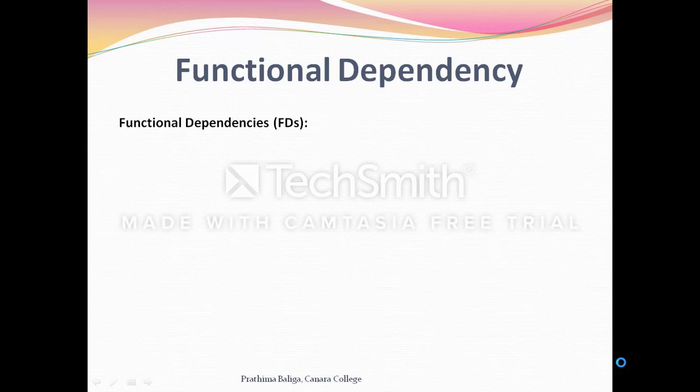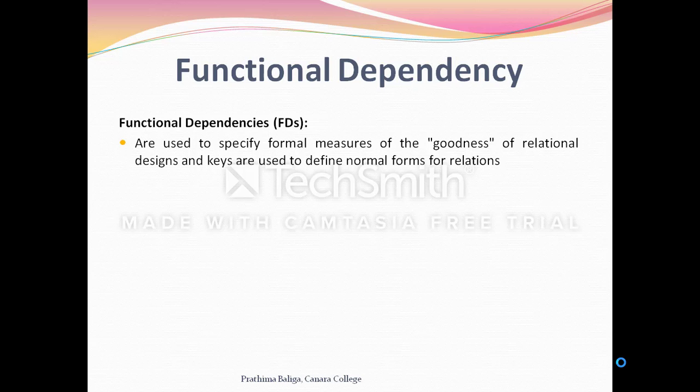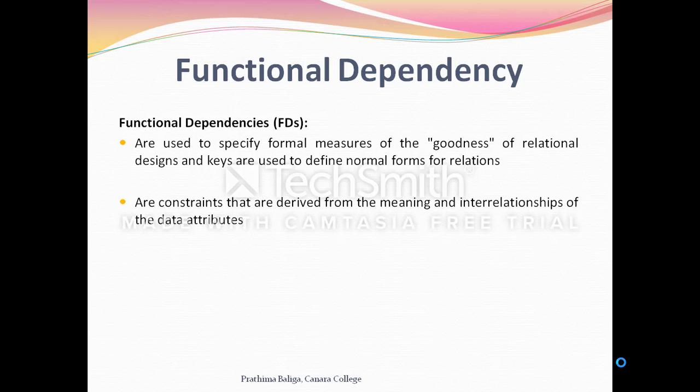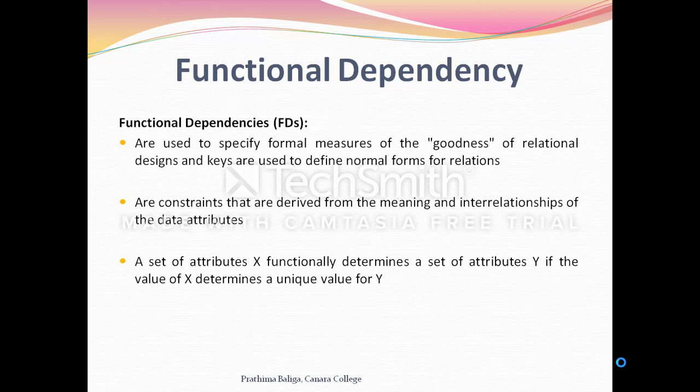What is this functional dependency? Functional dependencies are used to specify formal measures of goodness of relational designs, and keys are used to define normal forms for relations. They are constraints that are derived from the meaning and interrelationships of the data attributes. Now let's see the formal definition of what a functional dependency is.